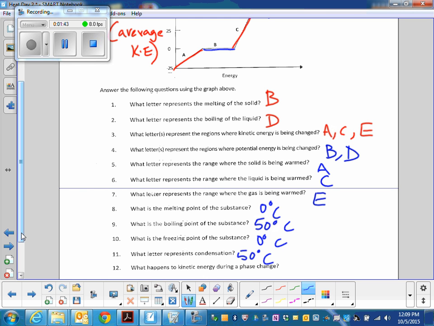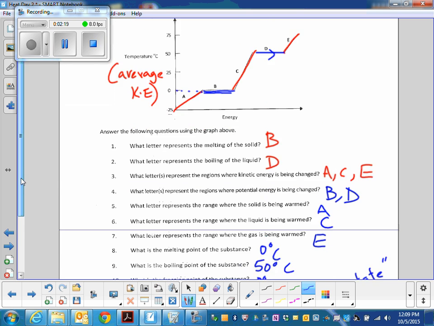Lydia? When it's changing phase, as it's melting or boiling, phase change means change of state, right? When a solid is becoming a liquid or a liquid is becoming a gas, it's called change of state or phase change. What happens to kinetic energy? Kinetic energy is this line. Temperature is the kinetic energy. Is that right? So what happens to kinetic energy during a phase change?